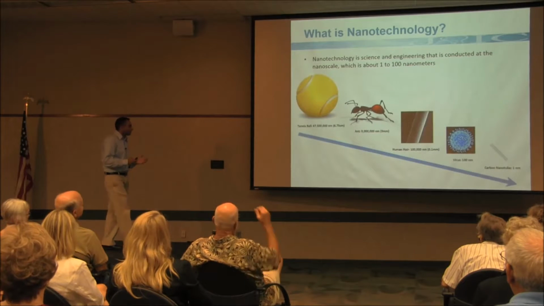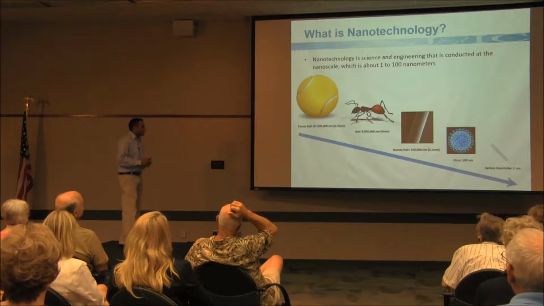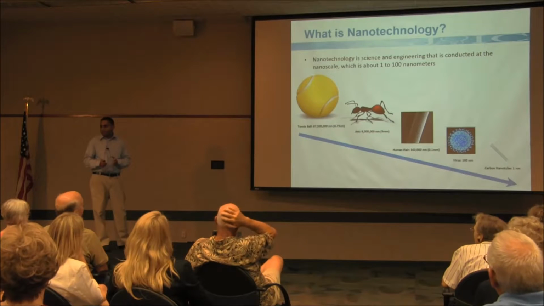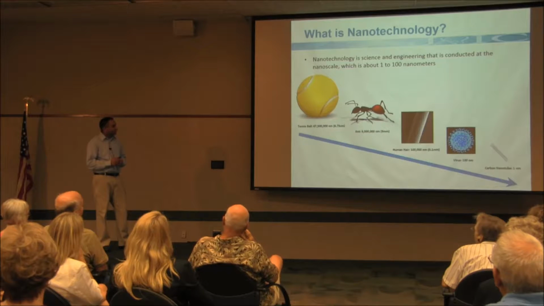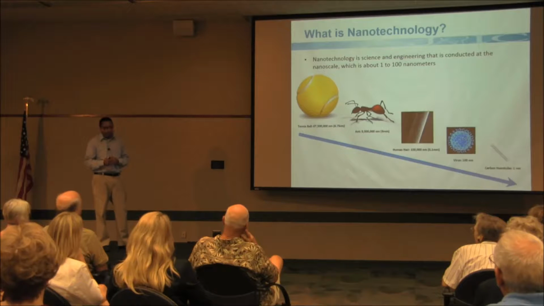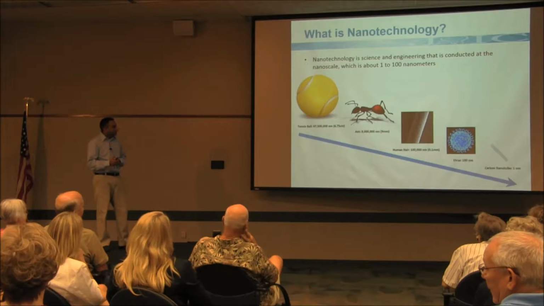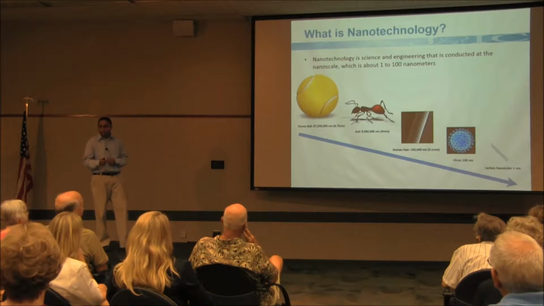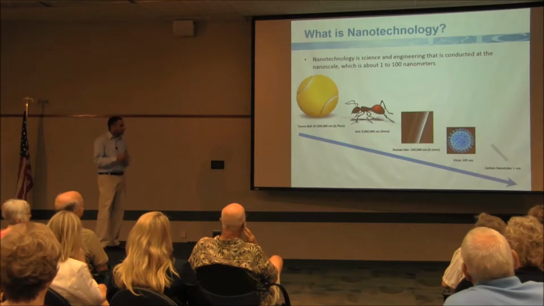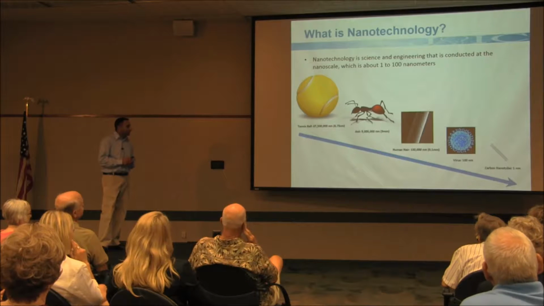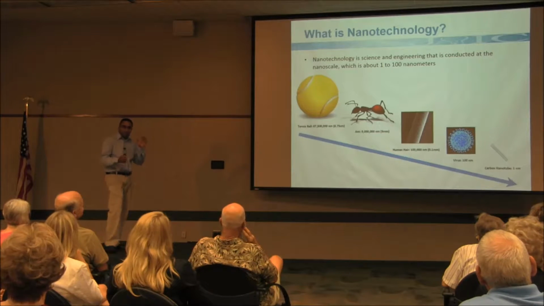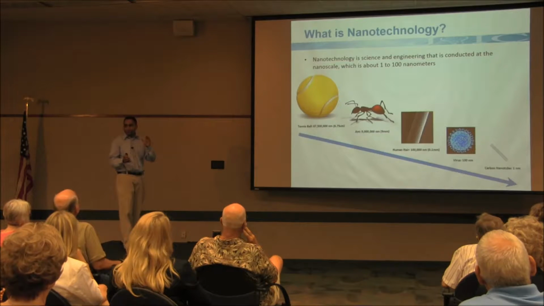All right. So we all know what a tennis ball is. Now, in terms of size, a tennis ball is about 6.75 centimeters, which is 67.5 million nanometers. Now, an ant is about 9 millimeters, which is 9 million nanometers. A human hair is in the range of about 100 nanometers. Viruses are around 100 nanometers. Now we're getting into that upper scale of where nanotechnology is.